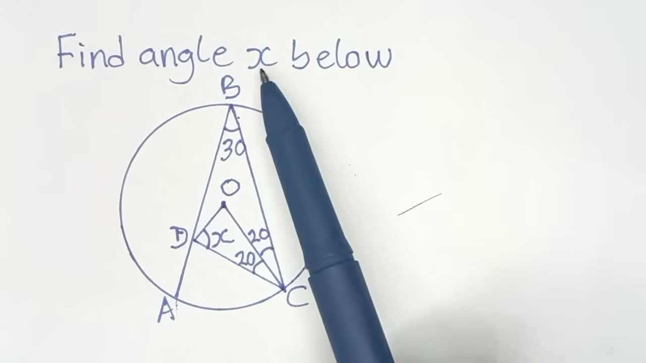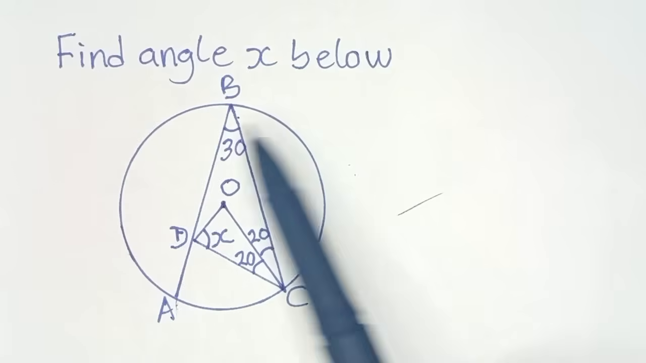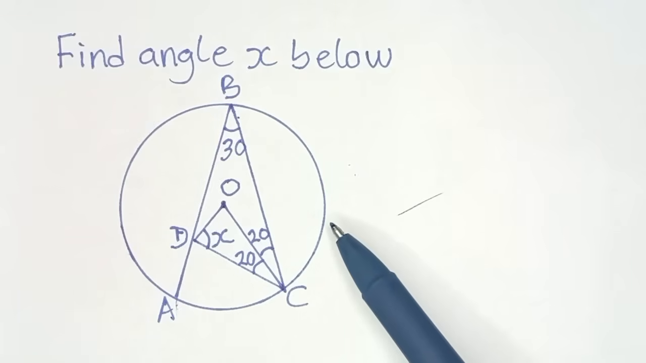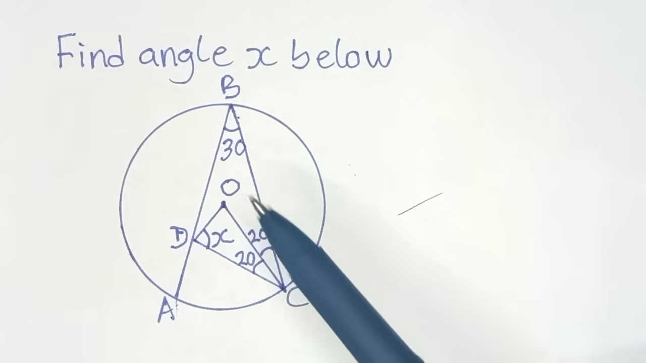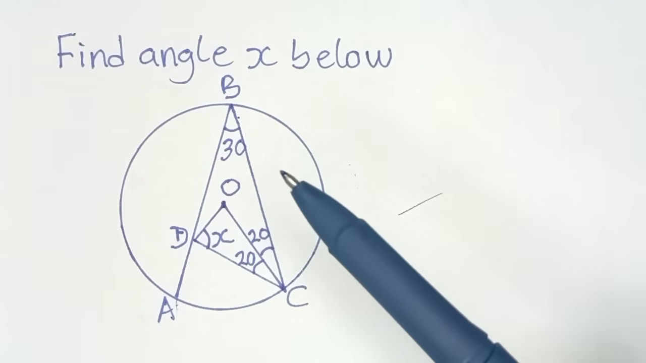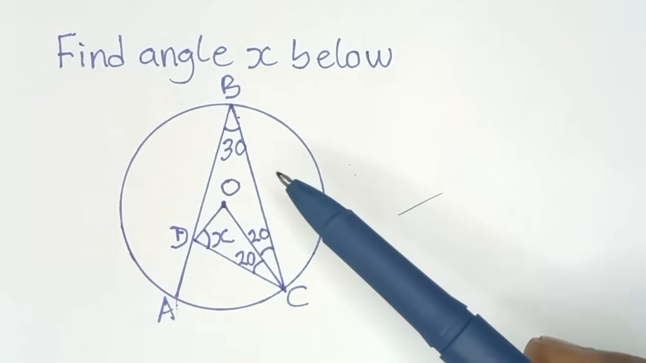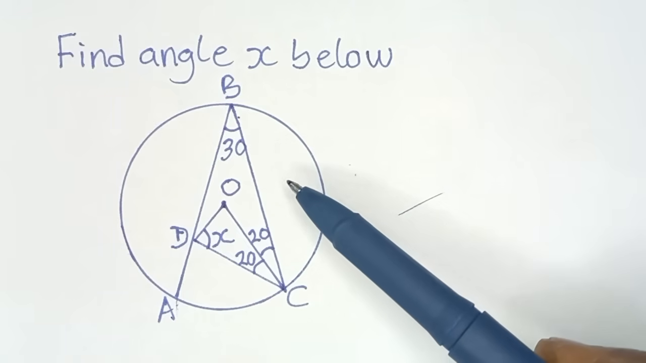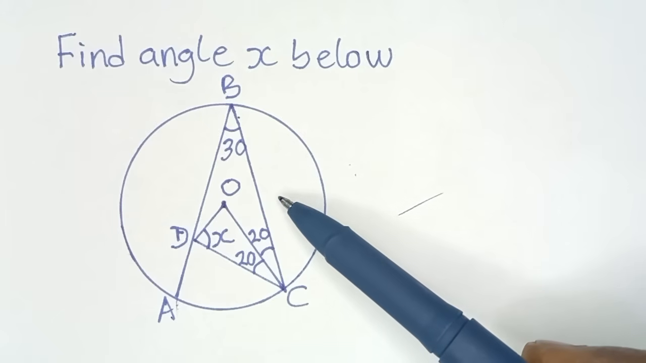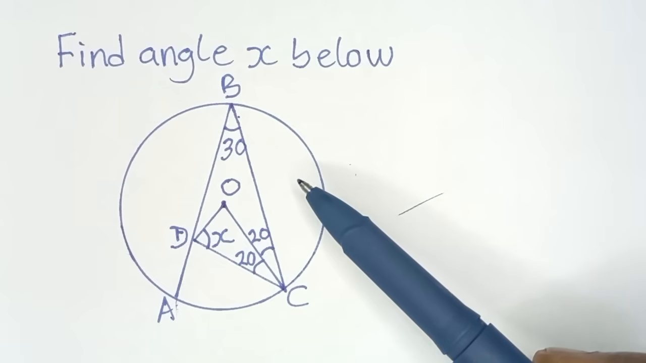Find angle X below. Now, if you look at this circle geometry, it is very challenging. This is one of the most challenging circle geometry questions I have ever seen. But I'm going to try as much as possible to explain it to you step by step so that you understand it fully. Please follow me as I go. I'll not be too fast so that you can understand it fully.